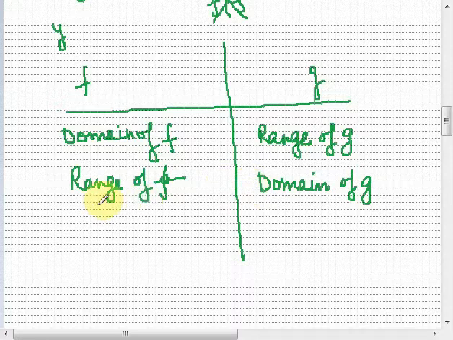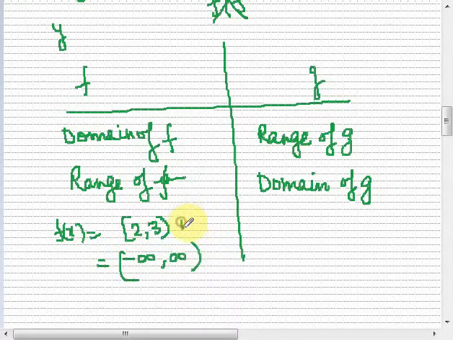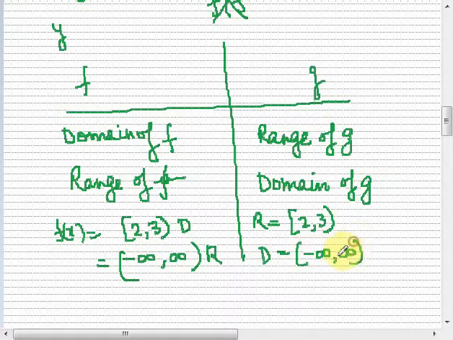For example, suppose a function is f(x), its domain is defined in the interval 2 comma 3, and the range is all real numbers, minus infinity to infinity. This is f(x), this is domain, this is range. Suppose this is the case, then what is the range of g, the inverse of f? The range becomes 2 comma 3, and the domain becomes minus infinity comma infinity. Here it was range, now it becomes domain. Here it was domain, now it becomes range.